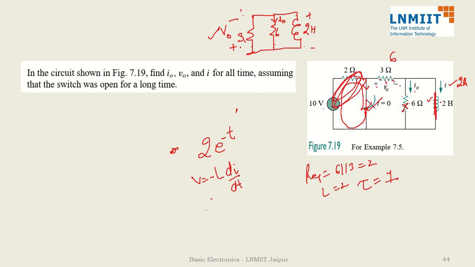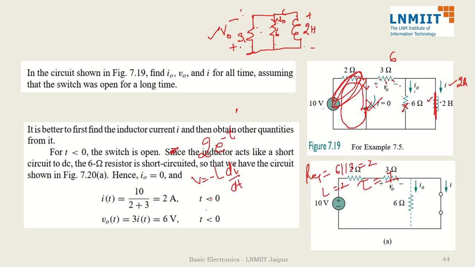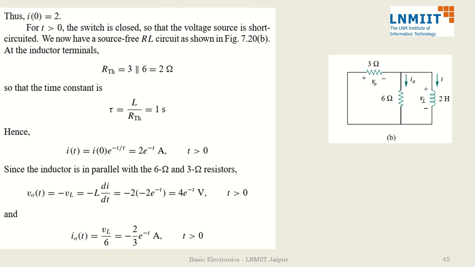What is I naught? If this total current is something X, that is getting divided into I naught and this, so we can also calculate it by current division law. That will be 1/3 of I of t with a minus sign. So once I get I_T, I get V naught T. Then I am going to calculate my R equivalent in the source free circuit. I get tau. I get equation of I_T. V naught T is basically V_L with a minus sign. I get that also. And I naught T is V_L by 6.